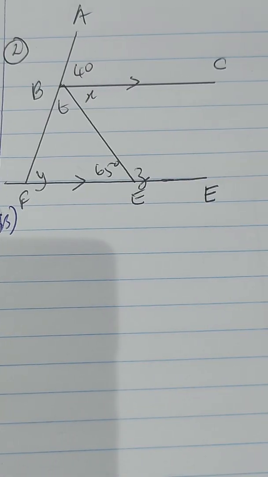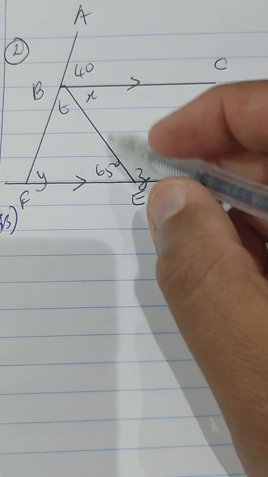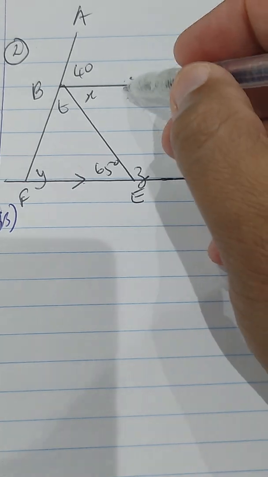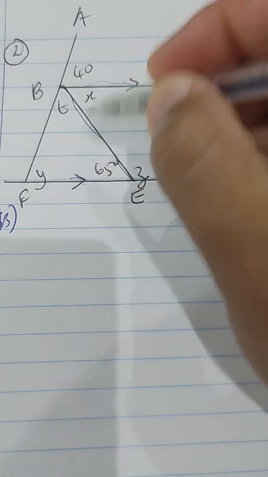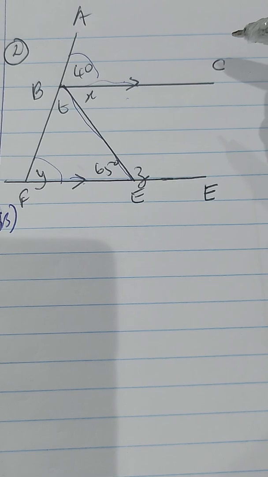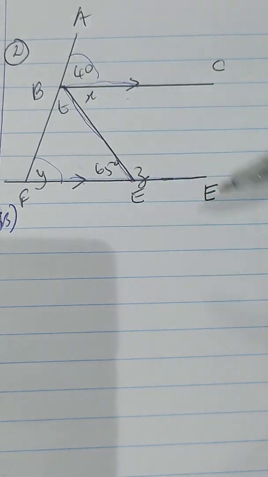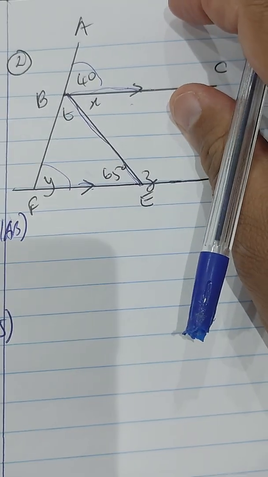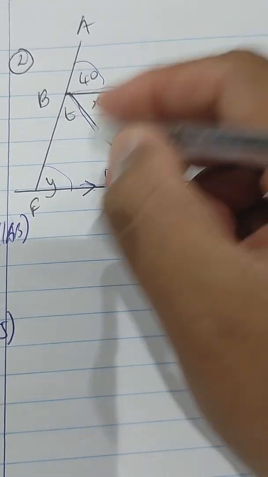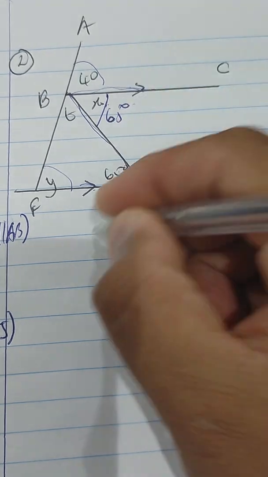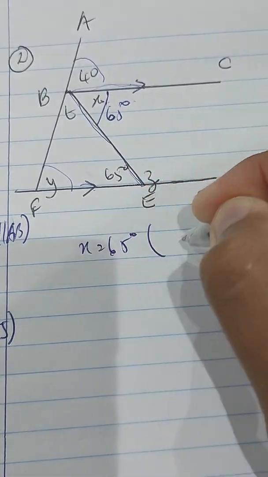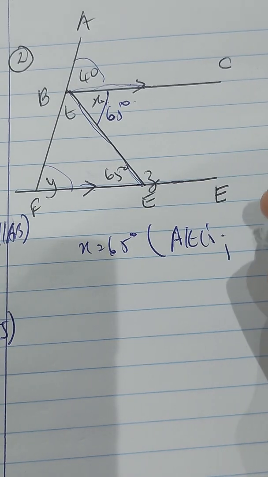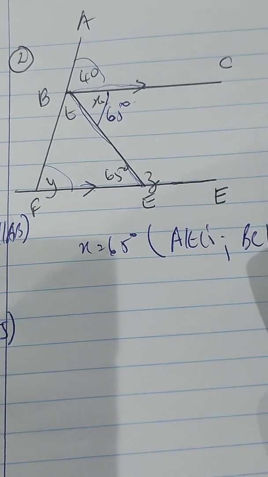Let's look at number 2. Number 2 says, these lines are parallel. So if those lines are parallel, what do we know? Alternate angles are equal, corresponding angles are equal, and co-interior angles are supplementary. Can you see that? So let's go with what we've just highlighted there. So x we're going to go with first. As you can see, x is 65 degrees. So x is 65 degrees. Why? So alternate angles with BC being parallel to FE.